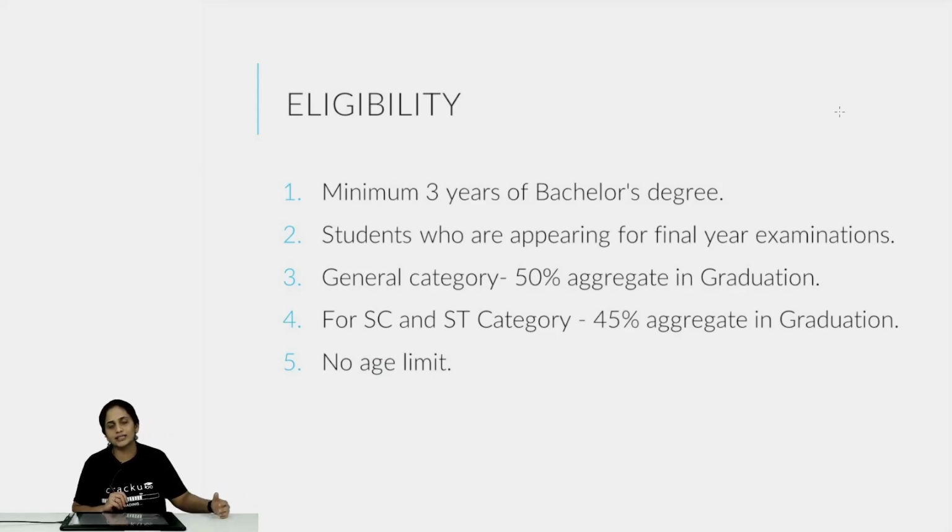You can attempt the exam in your last year of college, but essentially your admission is subject to the criteria that you actually pass the college, pass your final year, and your overall percentage in that graduation is above 50%. This 50% criteria is for general category. For SC ST, it is relaxed to 45% aggregate in graduation. So remember, if you are even in the final year, you can apply, but you have to pass the final year, and the overall cutoff should clear the 50% cutoff.